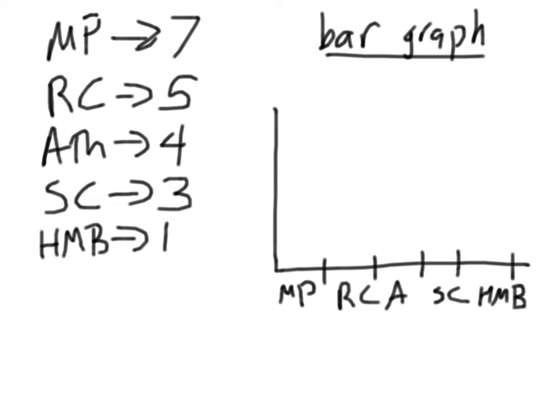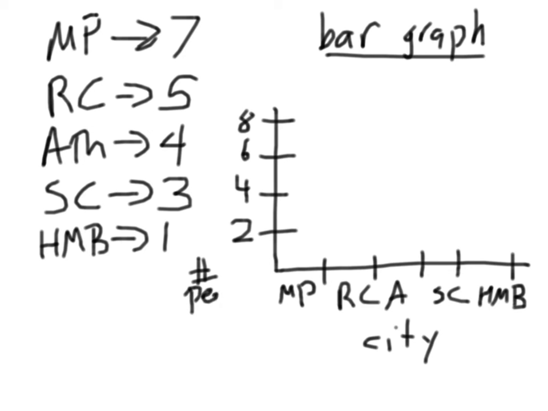We always remember to label our axes, so this is city. And pick some reasonable scale. I'll go by 2s on the y-axis: 2, 4, 6, 8. And that's just going to be the number of people. By the way, number of things or number of counts is a term you're going to see over and over again. We use the term frequency. Frequency means number of people, so we could have labeled the y-axis frequency. That would have been fine.